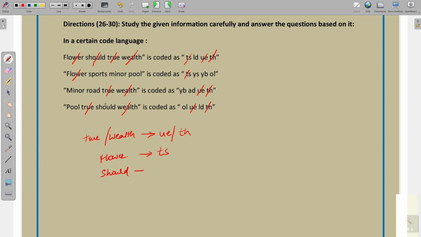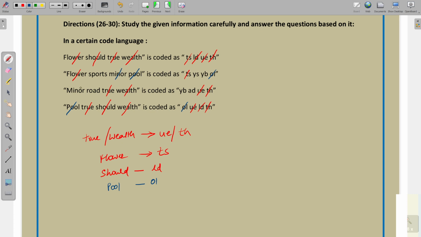And next remaining should, here and also should in fourth. So what is the code for should? That is LD. LD is the code for should. Next, coming to the second. So sports, minor and pool. So see, pool and pool, that is OL. So OL is the code for pool.